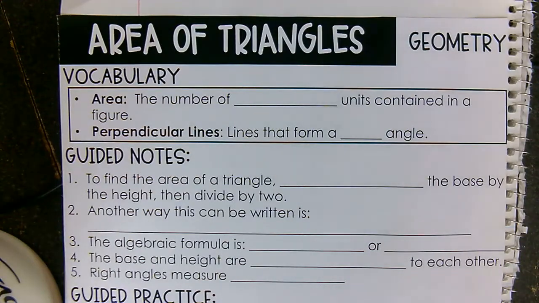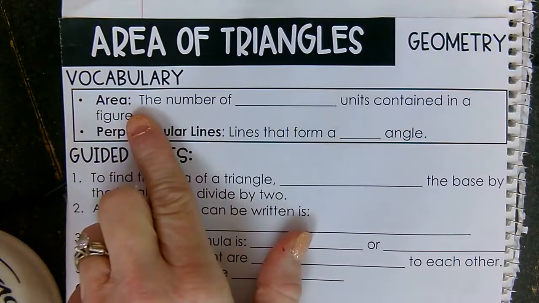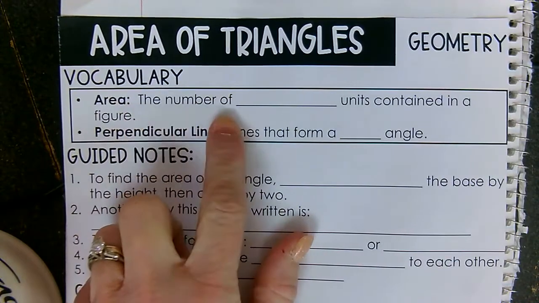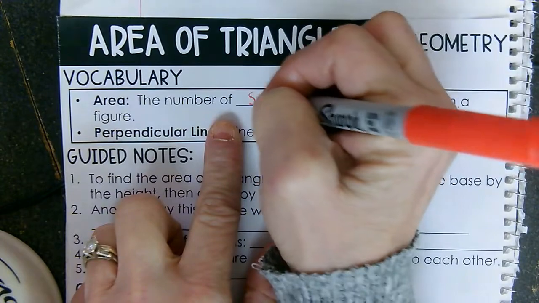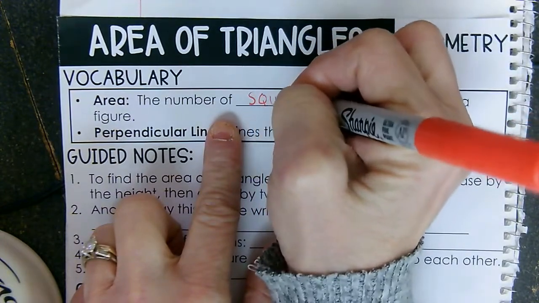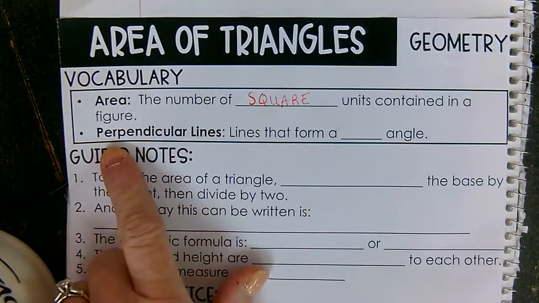Alright students, let's look at some notes today for area of triangles. We're going to start with some vocabulary. Let's start with the definition for area: the number of, here you're going to put square units contained in a figure.